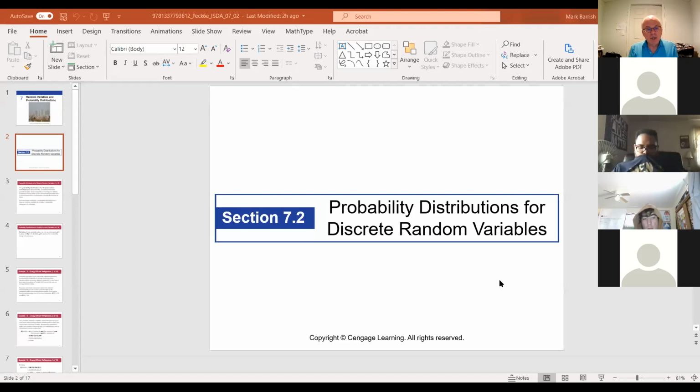All right. So we have these things called random variables. We're going to deal with the discrete random variables first. We're going to talk about what are called probability distributions.